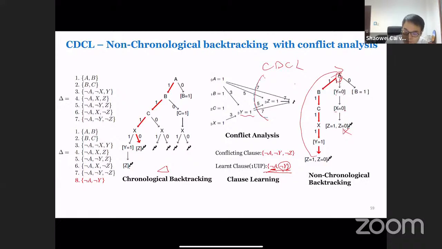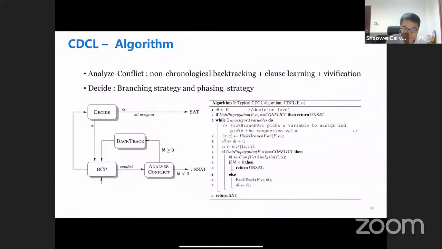Now we get to the second branch of variable A. A is assigned to 0, and we quickly find a solution. So conflict analysis, together with back jumping, changes the search tree like this, and many subspaces can be pruned because of conflict analysis. And this is the power of CDCL, the main power of CDCL.